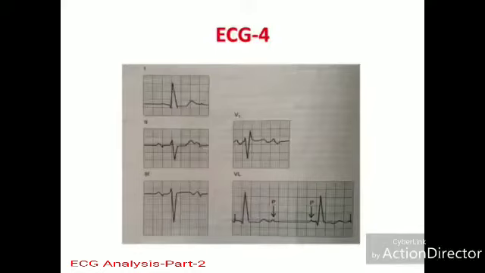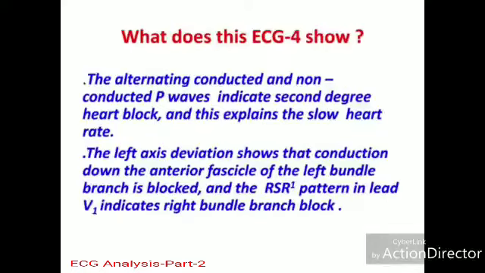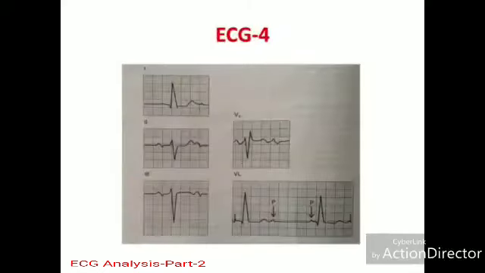Let us analyze the ECG 4 further. The alternating conducted and non-conducted P waves indicate second-degree heart block, and this explains the slow heart rate. The left axis deviation shows that conduction down the anterior fascicle of the left bundle branch is blocked, and the RSR dash pattern in lead V1 indicates right bundle branch block.